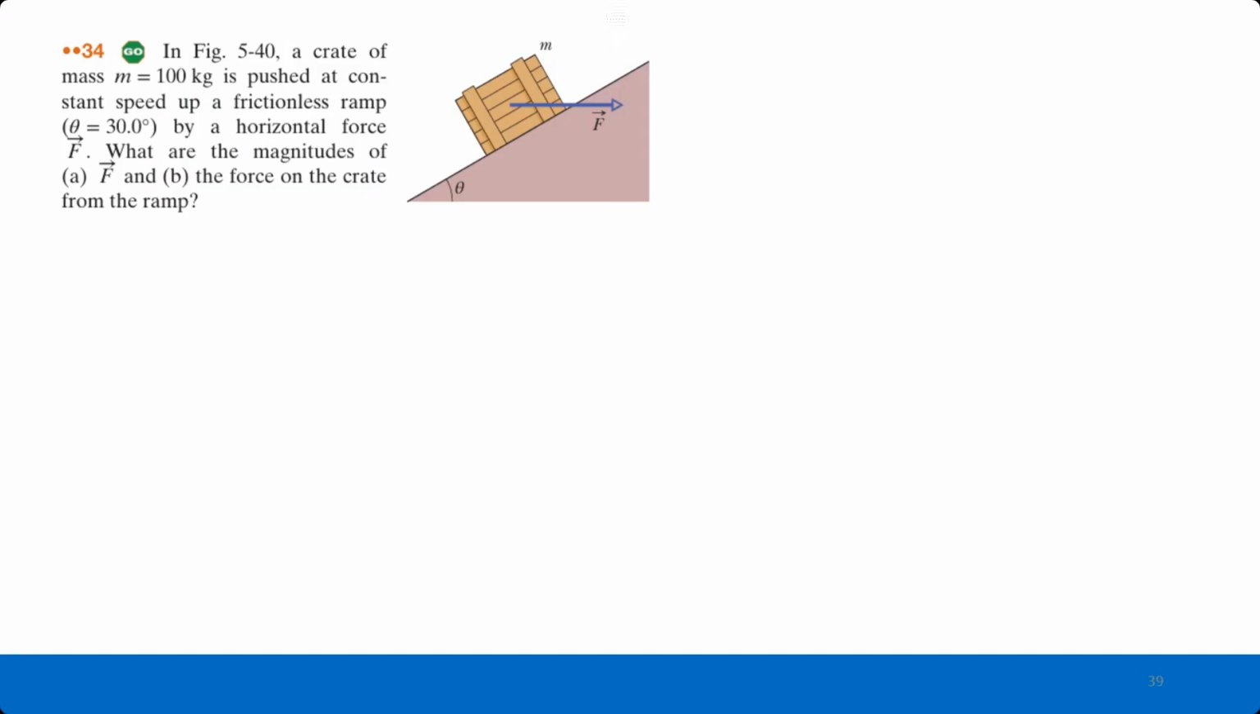Okay, here I have a harder case. So I'm going to be solving another problem. We have a crate of mass 100 kilograms. It is pushed at constant speed up a frictionless ramp by a horizontal force F. So the crate is pushed up, but the force itself is horizontal. So be careful of that. What difference does that make? Well, the acceleration is going to be along this direction or the downward direction, I'm not sure. All right, but it's along the incline, whereas the force is horizontal.